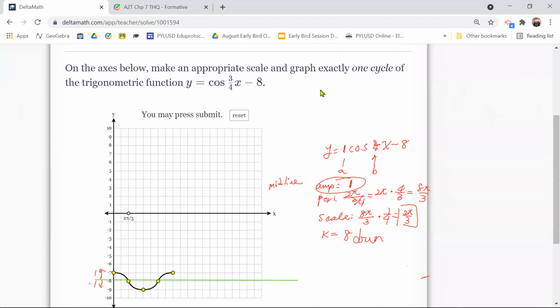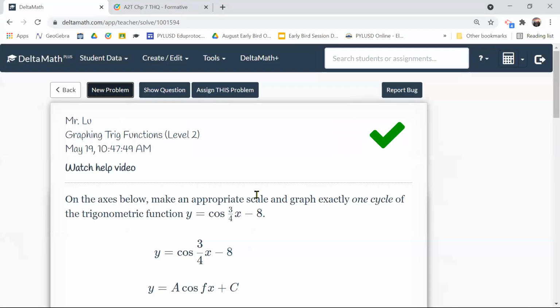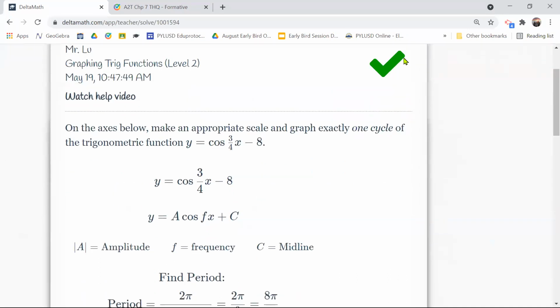All right. And let's see if that is correct. Yeah, so the midline is y equals -8 because we go down 8. And then our curve is going to follow that midline. Let's see if that's correct. And yes, we got it correct. All right, so hopefully this helps.